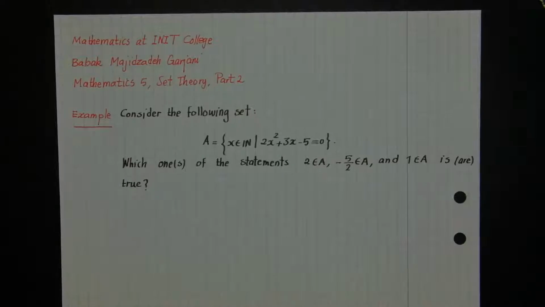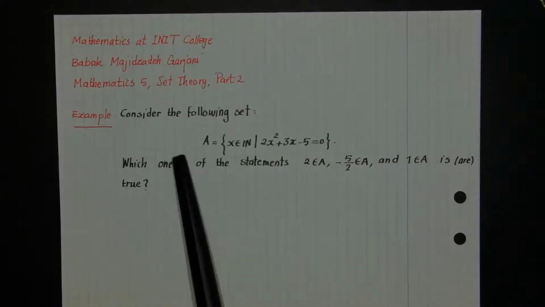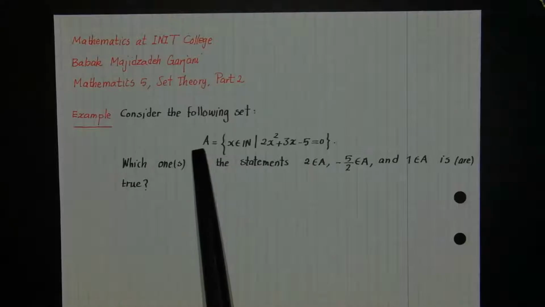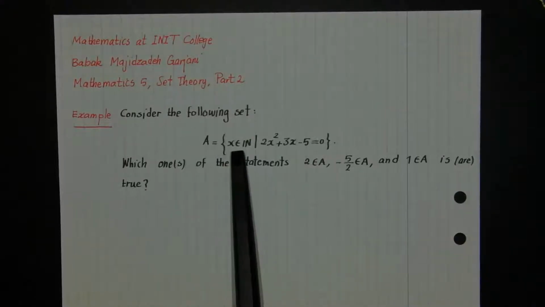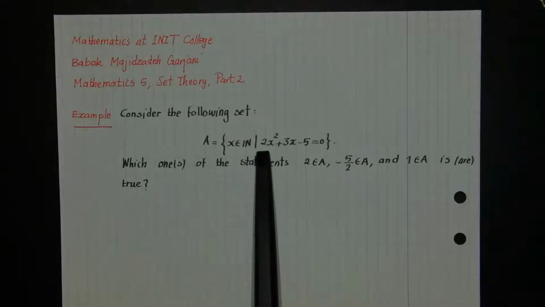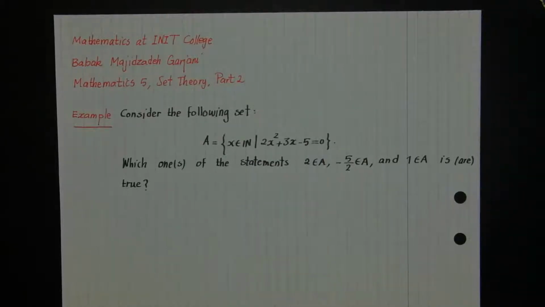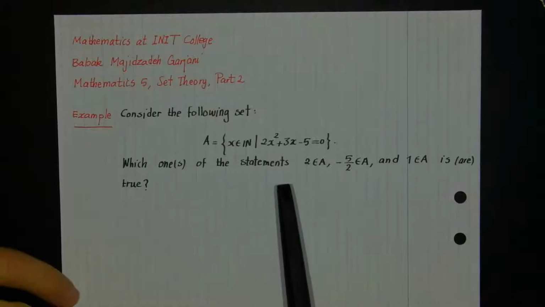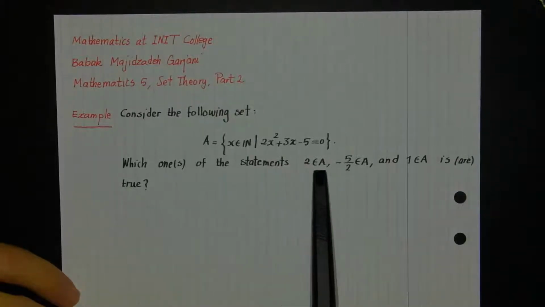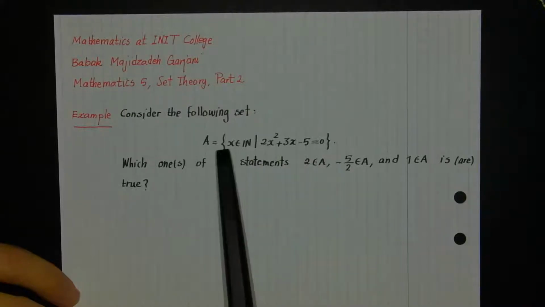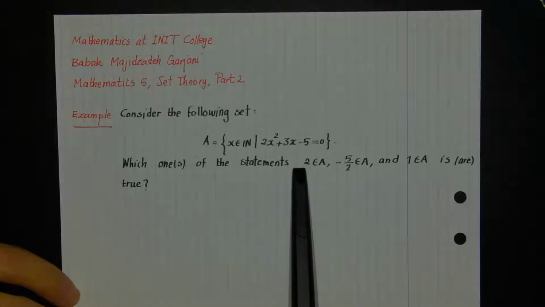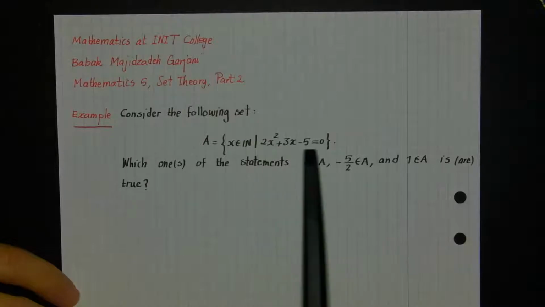Okay, so if you want to solve this problem, if a number is supposed to be an element of A, there are two conditions that this number should meet. One of them is that the number should be a natural number. The other one is that the number should satisfy this equation. So it is clear that this statement, 2 belongs to A, actually meets the first condition because 2 is a natural number. But in order to be inside this set, 2 should also satisfy this extra condition.